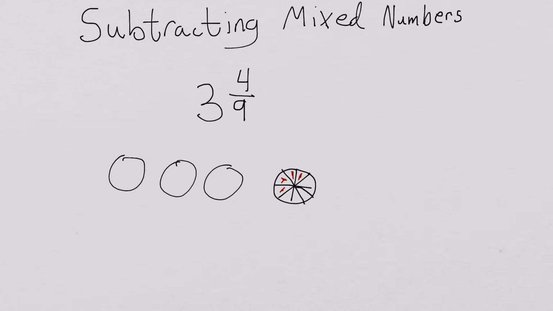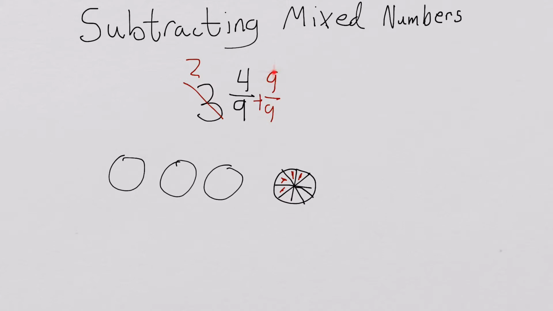So if we needed to regroup, we would start by taking 1 away from our whole number. If I take 1 away from the 3, we're going to get 2. But we're not going to add 10 to our fraction, because we would add 10 when we're dealing with whole numbers or decimals, because those are in base 10. We deal with 10 digits. But here, we're dealing with ninths because of our denominator. So I'm not going to add 10, I'm actually going to add 9 ninths, because that's the same as 1 whole.